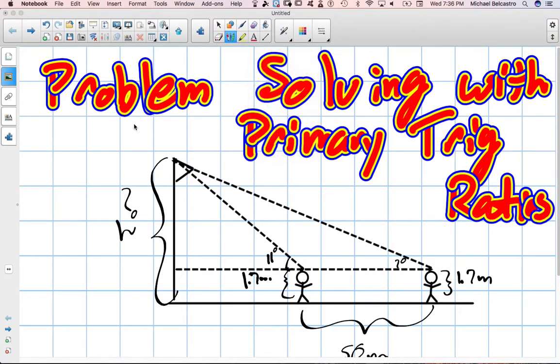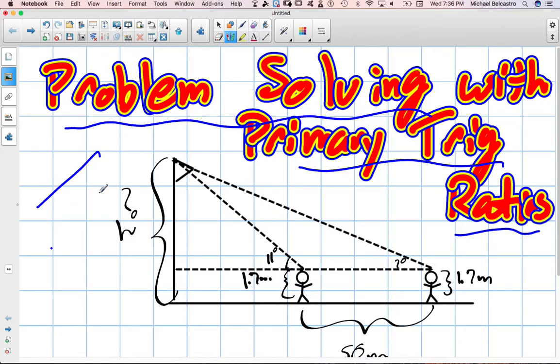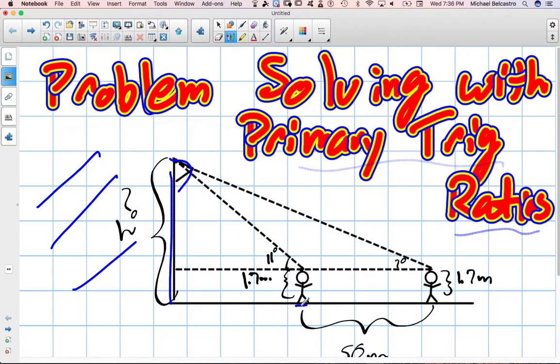Okay. Problem solving with primary trig ratios. I say problem solving, but I didn't write any of the wording down, so I just kind of made a visual. So you described to me there is a flagpole, which we have here, and there are two girls standing on the same side of the flagpole.